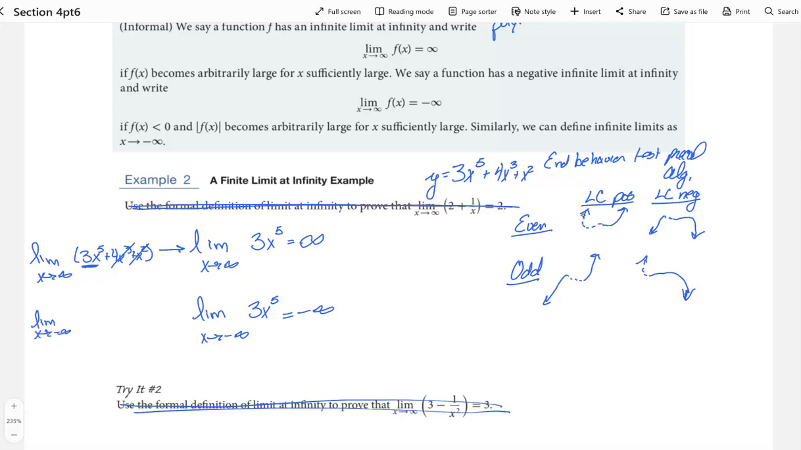If I were looking at what happens as x goes to negative infinity of that 3x to the fifth plus 4x cubed plus x squared, it's going to approach what happens with the limit of that leading term, which is going to result in this little consequence. It's going to head to negative infinity as x gets smaller and smaller.